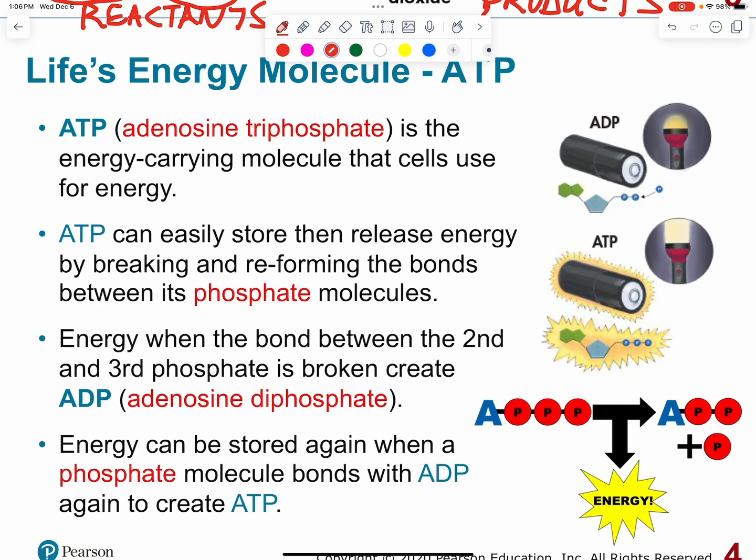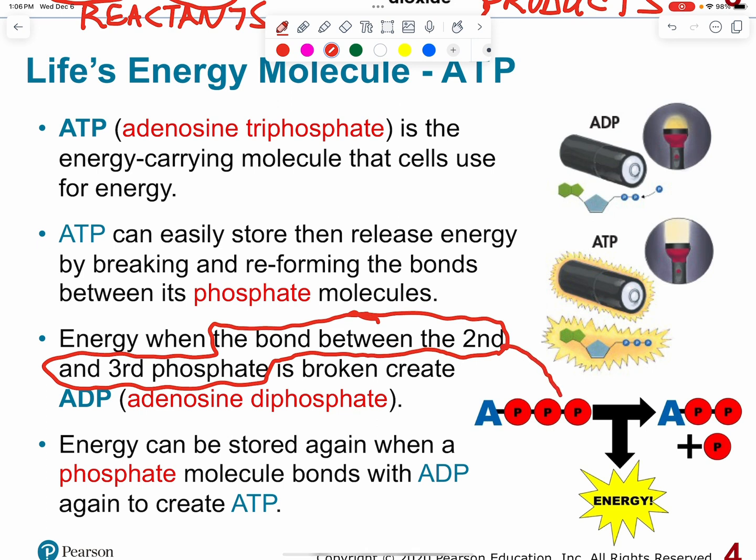I'm going to have you circle this. It's between the second and third phosphate. It's the bond between the second and the third phosphate, and that happens to be right there.